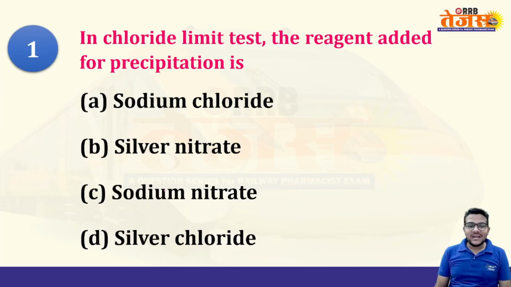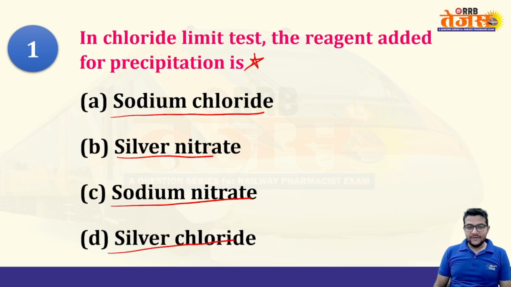Just I am going to start. The first question is: in chloride limit test the reagent added for precipitation is. As I told you, we have 5 limit tests, basically chloride, sulfate, iron, arsenic and lead. So the question is: in chloride limit test the reagent added to precipitate is NaCl, sodium chloride, silver nitrate, sodium nitrate or silver chloride.